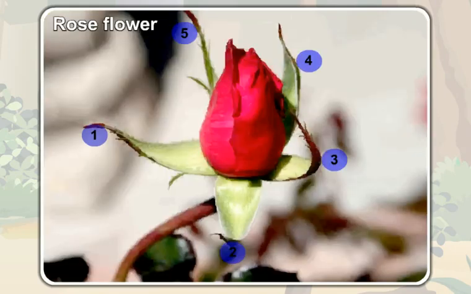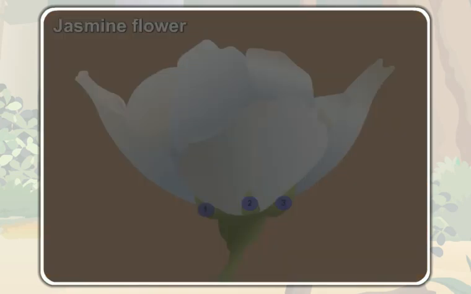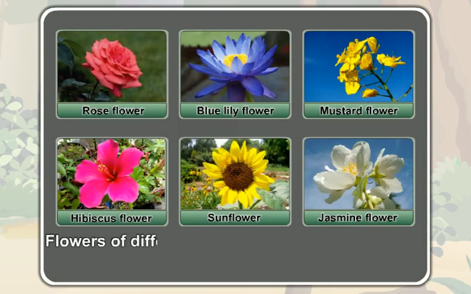A rose flower has 5 sepals, but a jasmine flower has 3 sepals. So, flowers of different plants have different numbers of sepals.